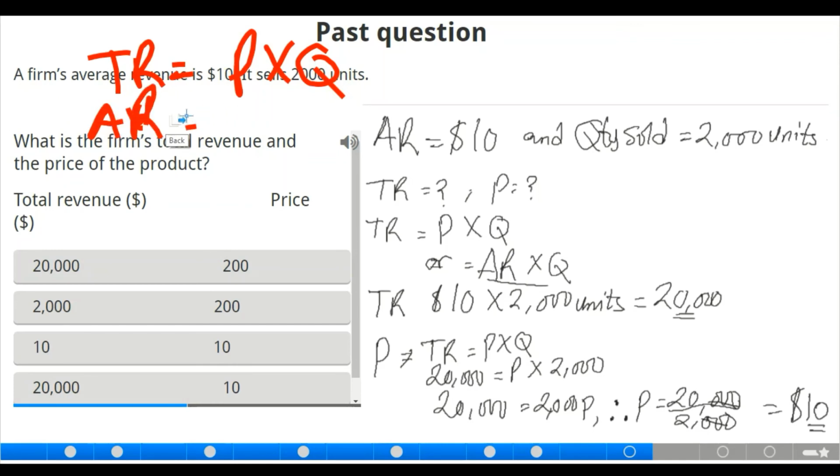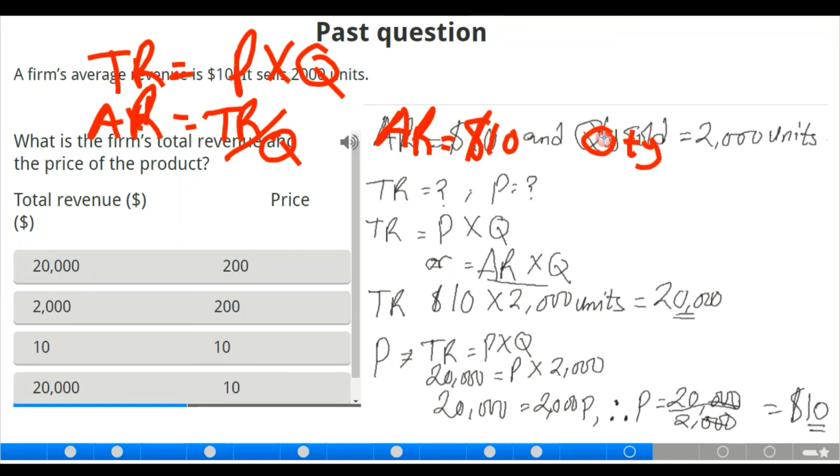Our average revenue will now be what? The total revenue divided by the quantity. Now here we were given our average revenue to be what? $10. And we have been given our quantity sold to be 2,000 units.